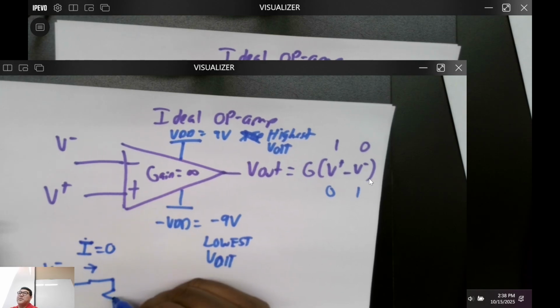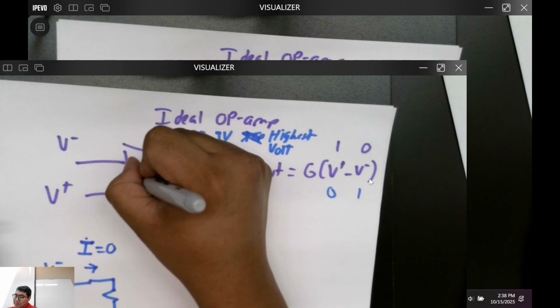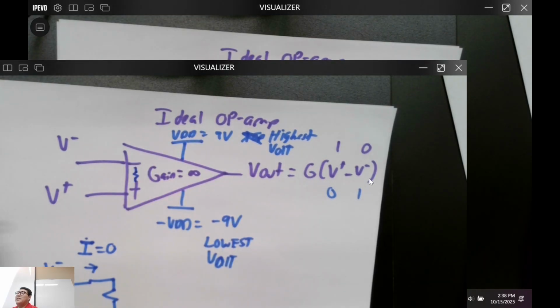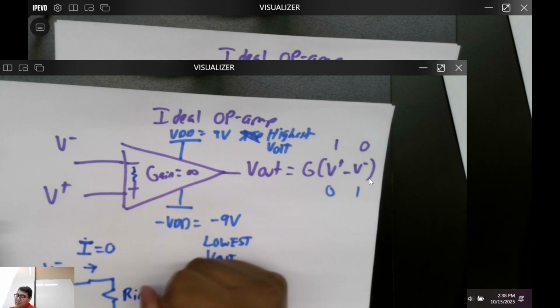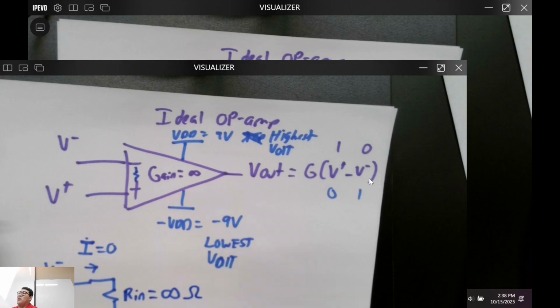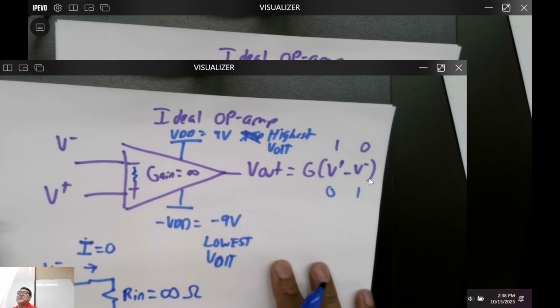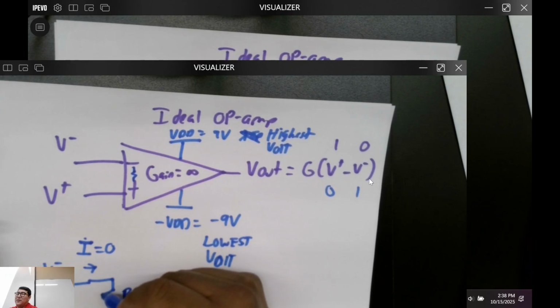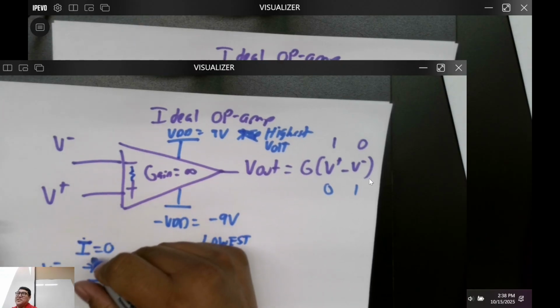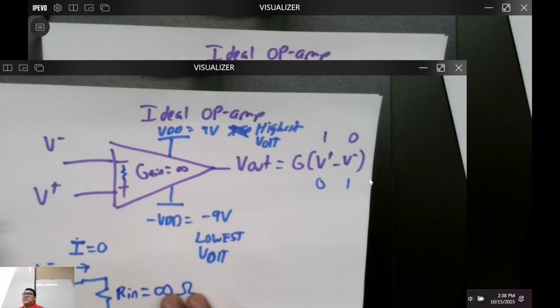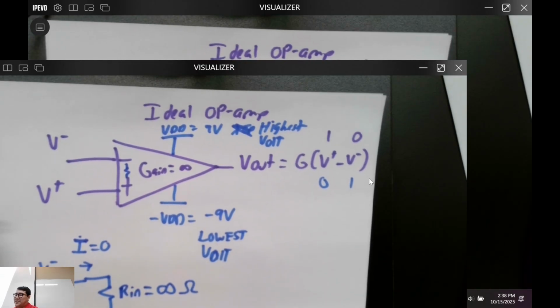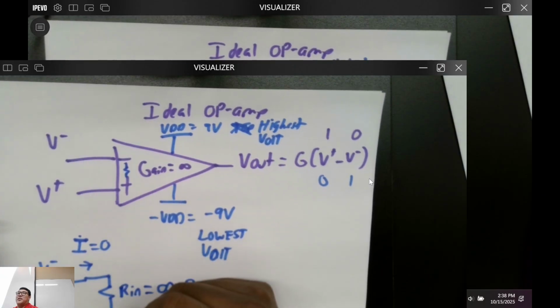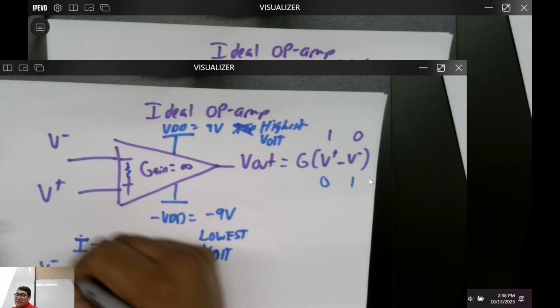Think of this resistor right here as the resistor that's between these terminals, and that resistance is going to be Rin, equal to infinity ohms, ideally. So if we have an infinite resistor, it's an open. Think of it like an open. I'll tell you why I'm hesitating a little bit. There's no current, but we have a voltage right here.